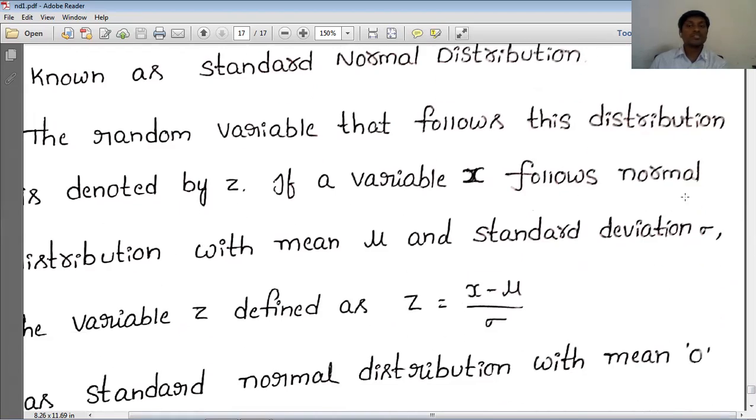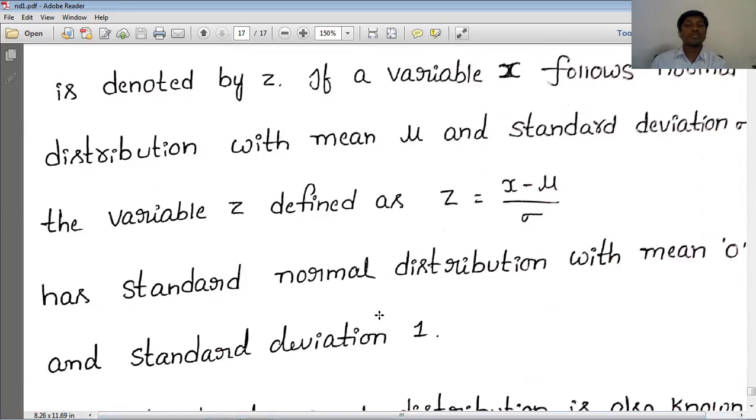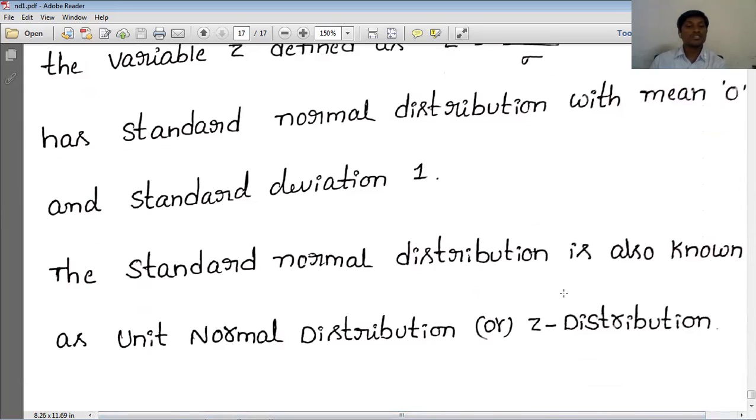If a variable x follows a normal distribution with mean mu and standard deviation sigma, the variable z is defined as the standard normal distribution, where the mean value is 0 and the standard deviation is 1. The standard normal distribution is also known as the unit normal distribution, or Z distribution.